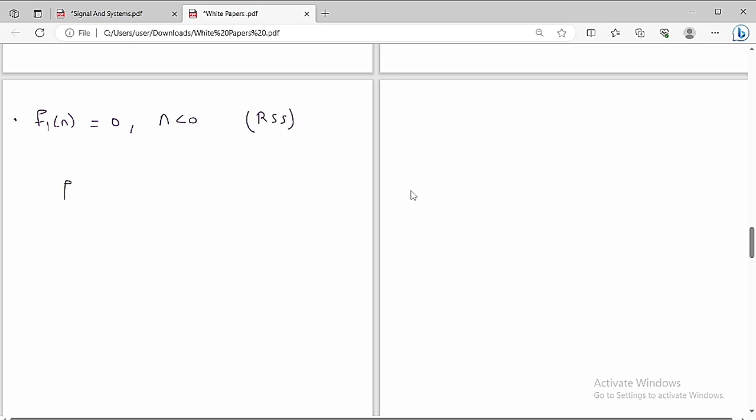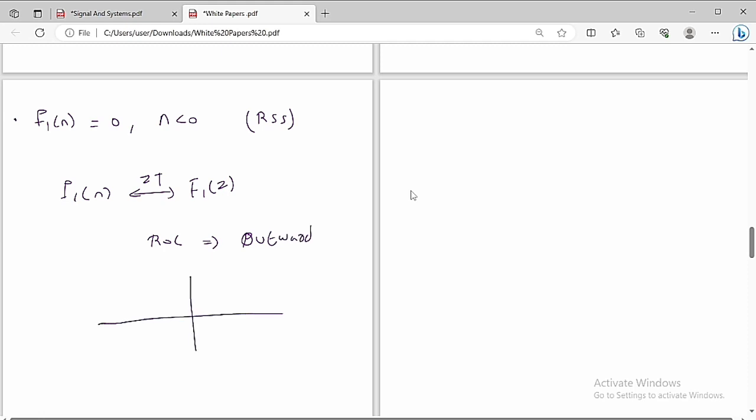Definitely for f1 of n, if you try to find the z transform, we are going to get F1 of z. The ROC of F1 of z is also right sided; it is the outside of a circle. So let me draw the picture here. Suppose for F of z we got some poles, like -1, -2, 2 and 1. Suppose you take poles like this. Now you have to take only the magnitude.